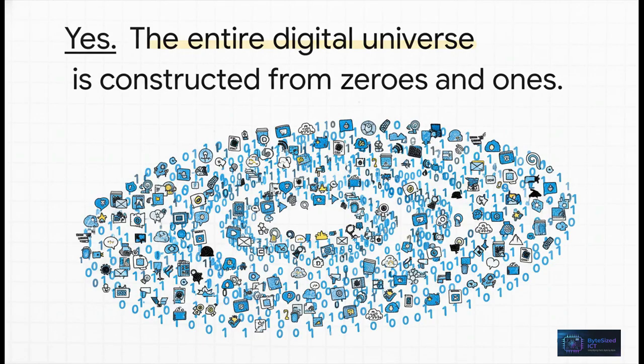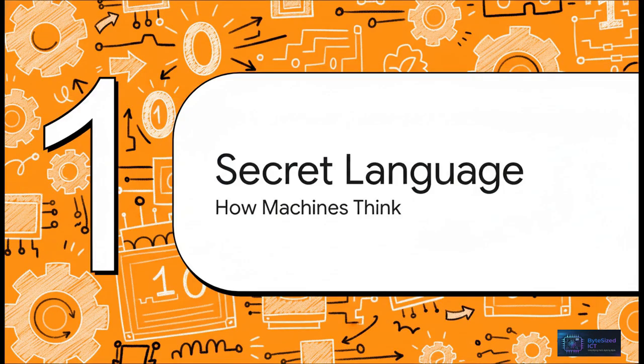The answer is yes. That's it. It's kind of hard to wrap your head around, isn't it? But it's true. The entire digital universe, in all its glory, is built from a constant, lightning-fast stream of zeros and ones. That's the whole shebang. So how on earth does that even work? Well, it all comes down to a really basic truth about how machines think. This is their secret language.